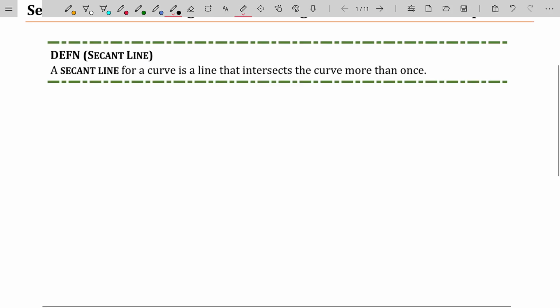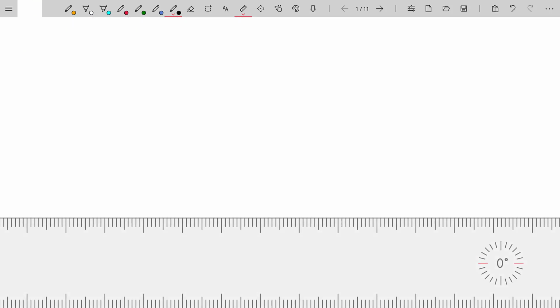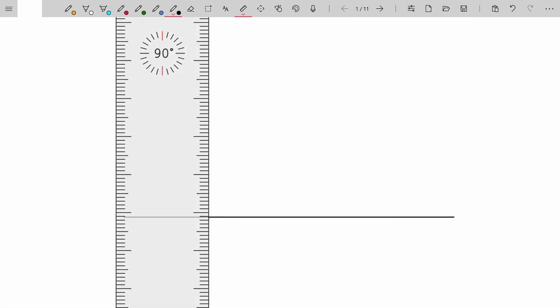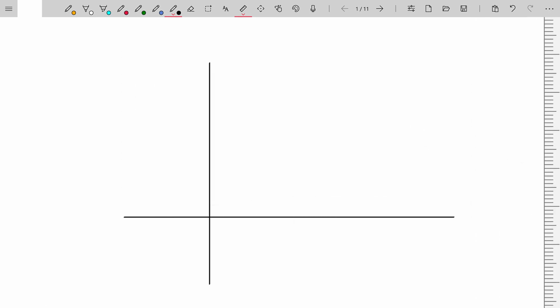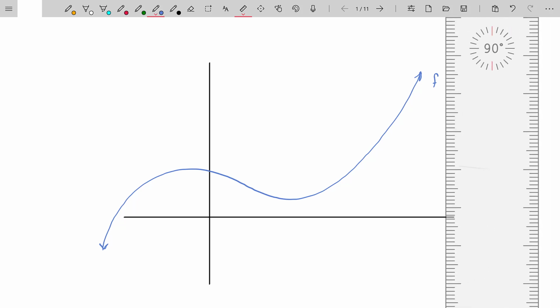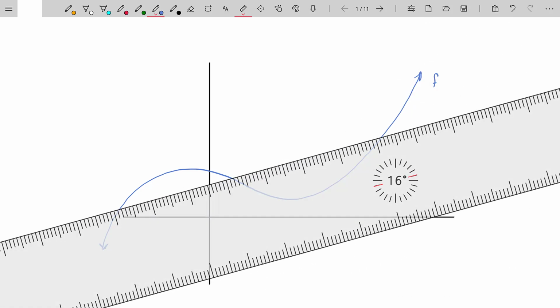And the way we're going to do this is we're going to start with the idea of what a secant line is and what an average rate of change is, at least for this video. So let's start with a secant line. In a very basic form, a secant line for a curve is a line that intersects the curve more than once. Now what you see right here is a function f that I just drew down very quickly. And we're saying that a secant line to that curve is any line that intersects it, again, more than once.